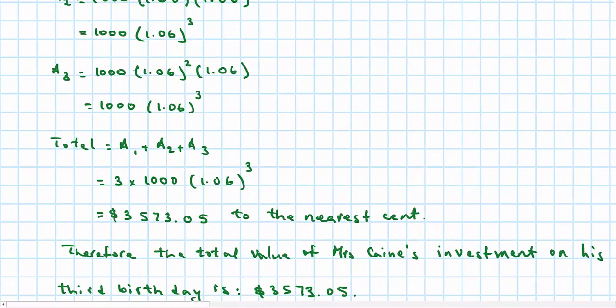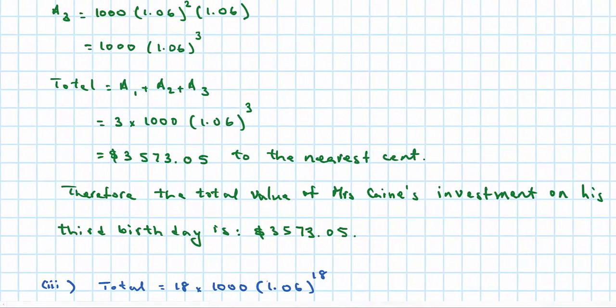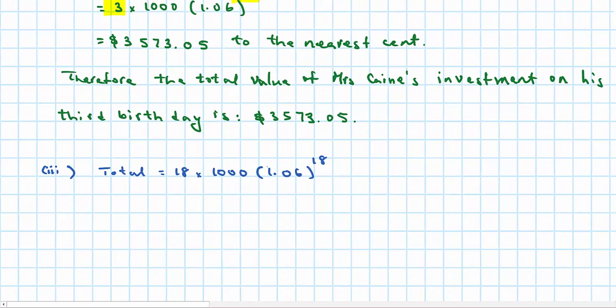So on the son's 3rd birthday, we had 3 terms. So on the son's 18th birthday, we are going to have 18 terms. And since we've established the pattern, it's just 18 times 1,000 times 1.06 to the power of 18. So we established that pattern here, A3, 3, 3. So A18, 18, 18. And that gives me $51,378.10 to the nearest cent.